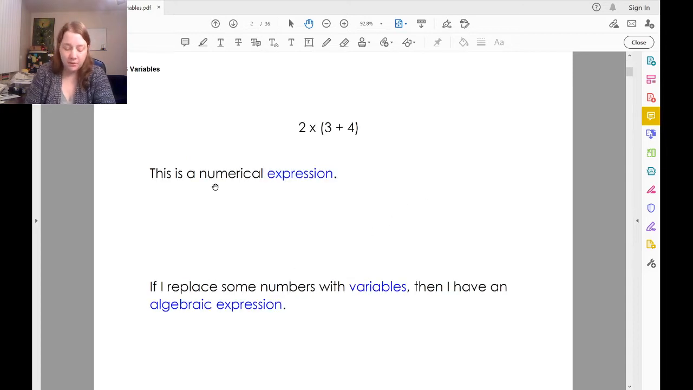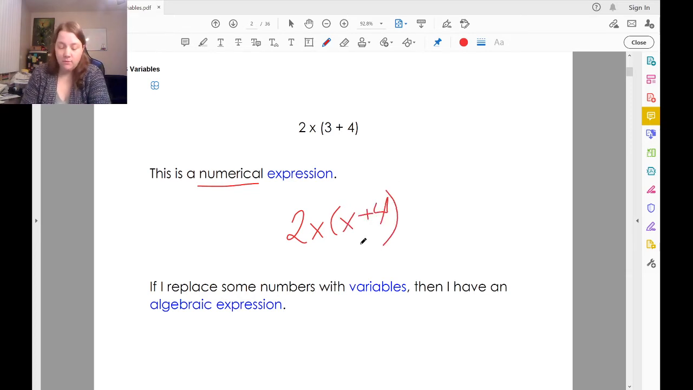This is a numerical expression. Everything in this expression is numbers and what operations you're using with them. If we replace some of the numbers with variables, we have an algebraic expression because it uses some letters. Now, you might notice here that I have a multiplication sign, and we know that because it's right there, and the letter X that is standing in for the number 3.